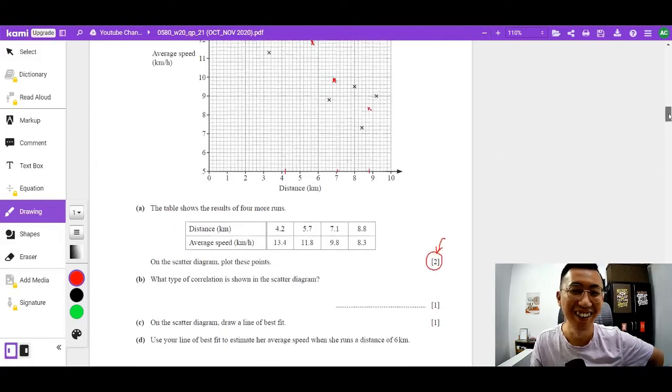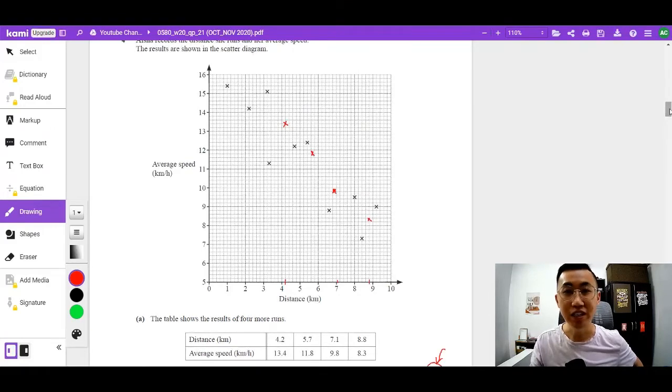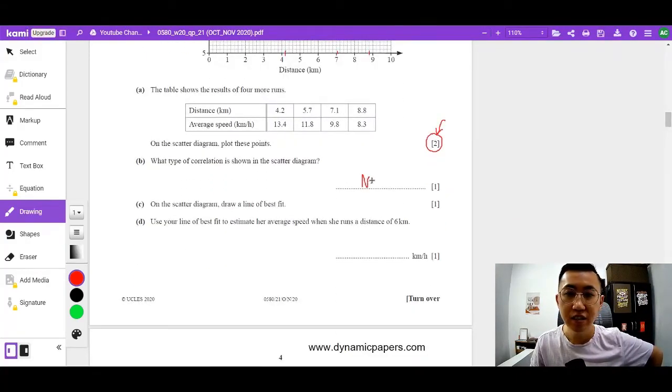Okay, B, what type of correlation is shown in the scatter diagram? Okay, how to see? You can see that most of the points are going downwards. So this is what you call negative correlation. So you just have to answer negative. If you never write the word correlation, doesn't matter. The marking scheme just say negative.